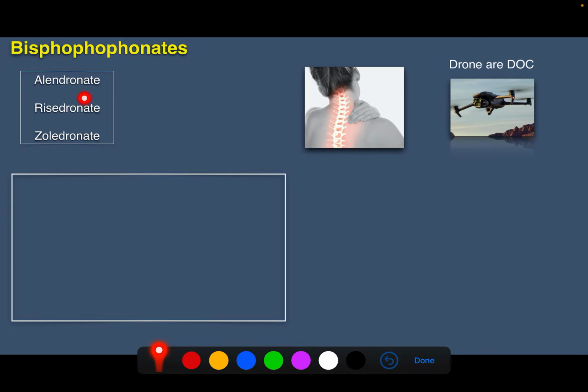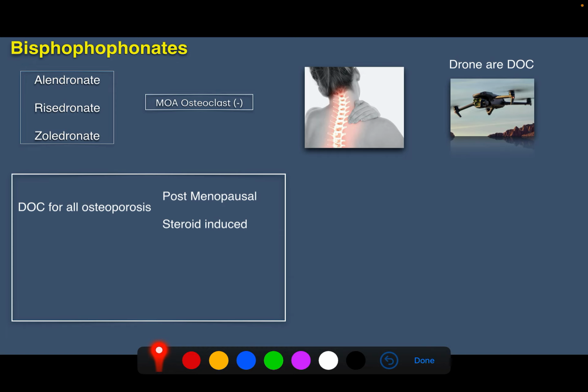Which are the drones? Alendronate, risedronate, and zoledronate. These are what? Bisphosphonates. And these are the drug of choice for all kinds of osteoporosis. Whether it be postmenopausal, steroid-induced, any osteoporosis, the drug of choice is the drones, which are bisphosphonates: alendronate, risedronate. Any MCQ comes, any osteoporosis, you have to mark this as the drug of choice, right? And the mechanism of action is obviously osteoclast inhibition.